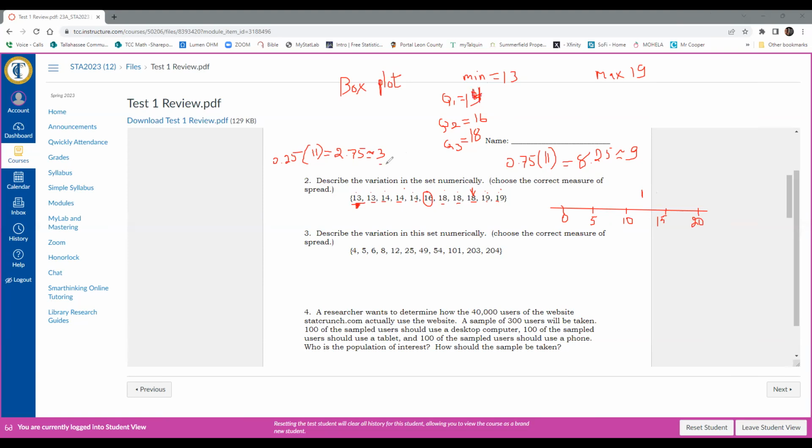Yeah, because of the third value. That's what you're trying to tell me? Yeah. So that's 13 right here, then you've got 14 for Q1. That means they're really close to each other like this. Okay, somewhere like this.